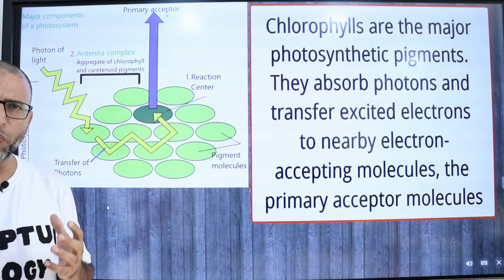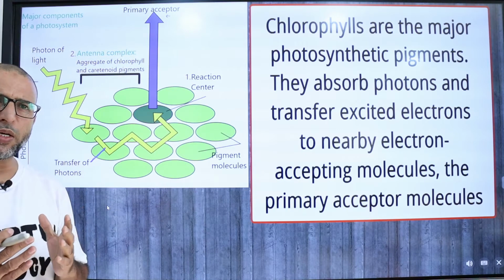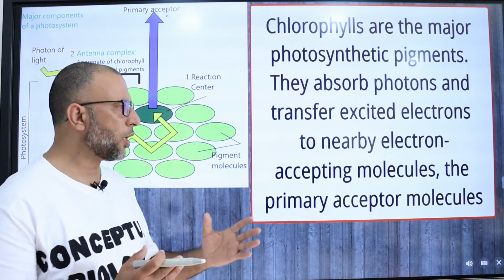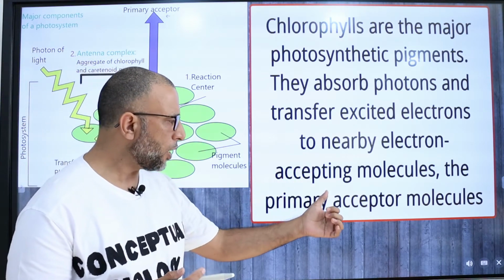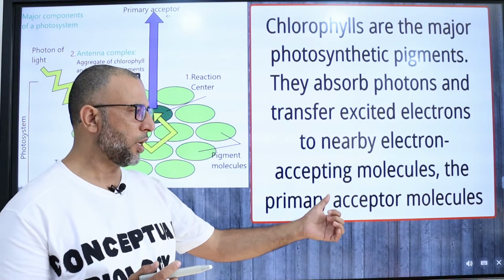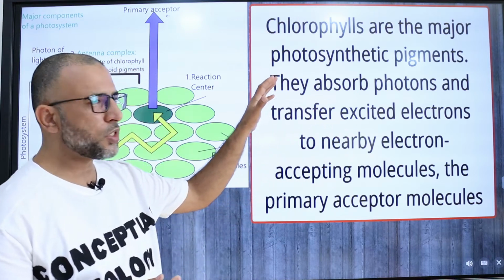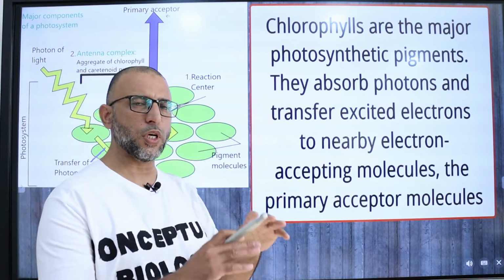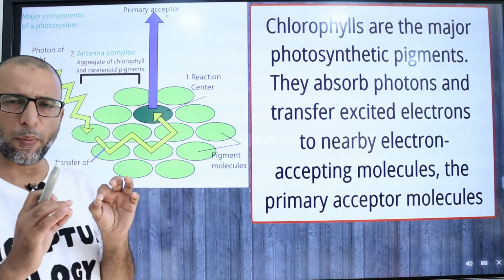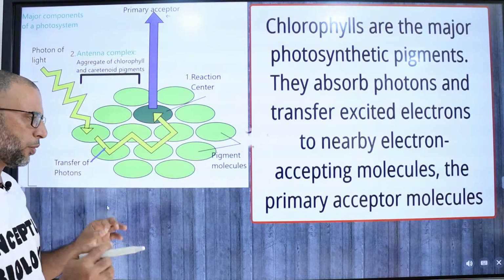They absorb photons and transfer excited electrons to nearby electron accepting molecules, the primary electron acceptor. So, primary acceptor molecules, photosystem 1, photosystem 2, which are pigment molecules, all are embedded in thylakoid membrane.